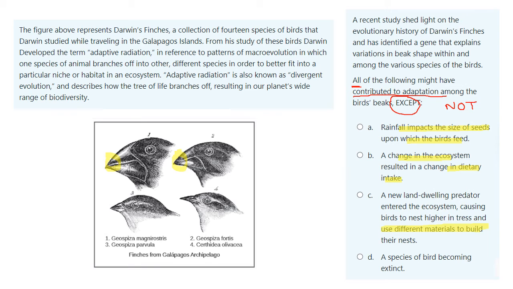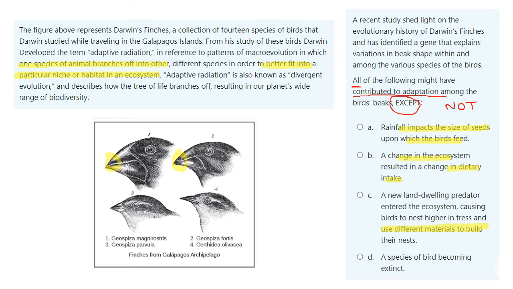The diagram represents Darwin's finches, a collection of 14 species of birds that Darwin studied while traveling in the Galapagos Islands. From his study of these birds, Darwin developed the term adaptive radiation, in reference to patterns of macroevolution in which one species of animals branches off into another, different species, in order to better fit into a particular niche or habitat in an ecosystem. So there is a change. There is a change in the features of an animal because of the ecosystem where they live.